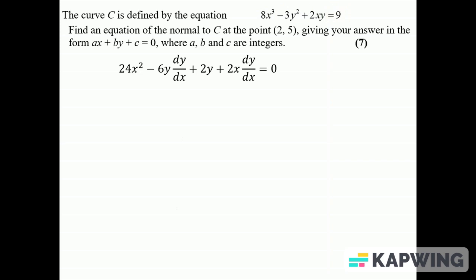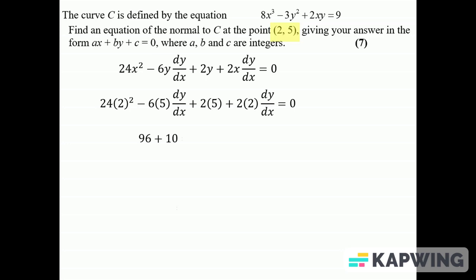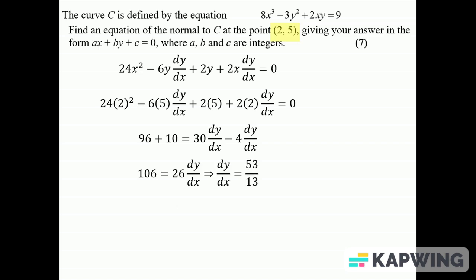I could rearrange it then and make it say dy by dx equals, but I've been given the point that it goes through, so I'm just subbing the 2 and the 5 for the x and the y, and get that and work out what dy by dx is. I'll take the dy by dx terms over the right hand side. I'll have 96 plus 10 on the left, and then 30 dy by dx minus 4 dy by dx. So I get this, and that tells me that the dy by dx is 53 over 13.